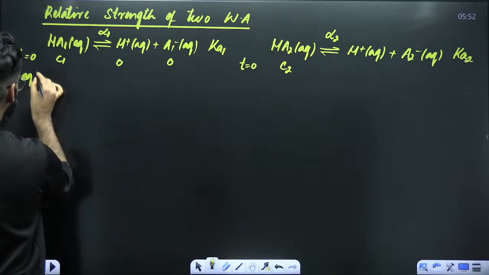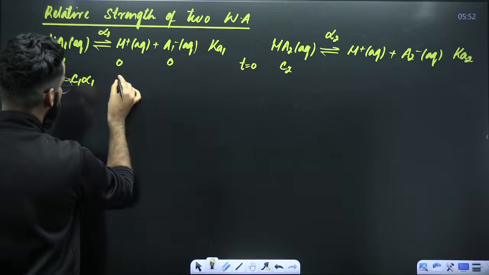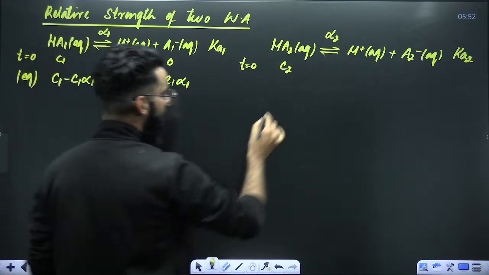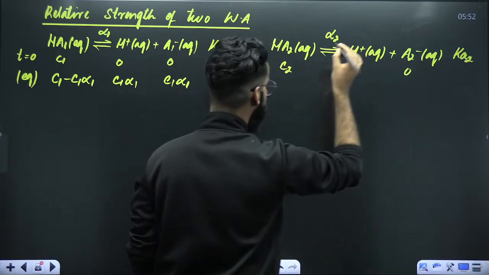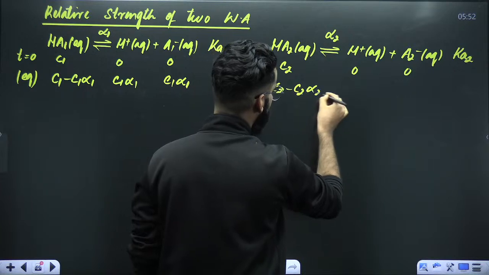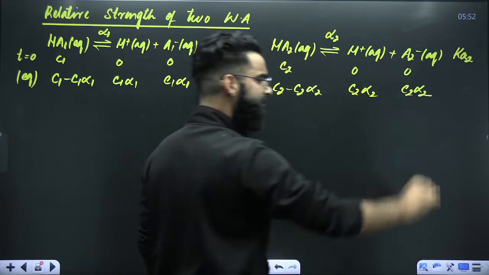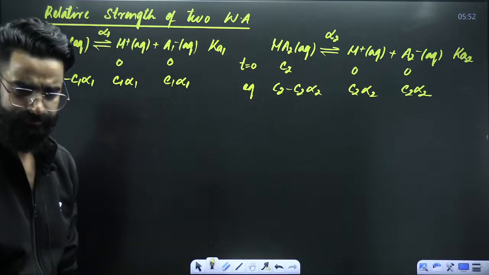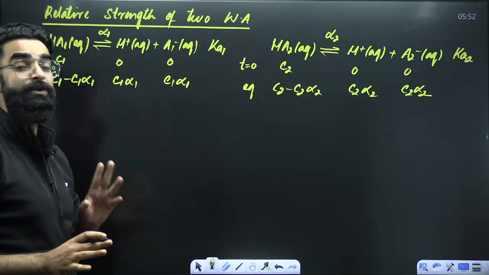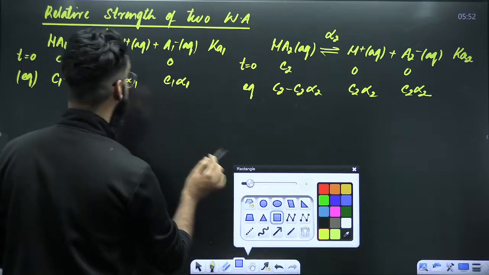Now at equilibrium, the concentration of HA1 is going to be C1 minus C1 alpha 1. This is going to be C1 alpha 1. This is also going to be C1 alpha 1. Now, this is C2, this is 0, this is 0. At equilibrium, this is going to be C2 minus C2 alpha 2. This is going to be C2 alpha 2. Even this is going to be C2 alpha 2, right? Agree till here? Now, my dear students, how many containers we have? We have got basically 2 containers, right? Let me represent it in the same manner.